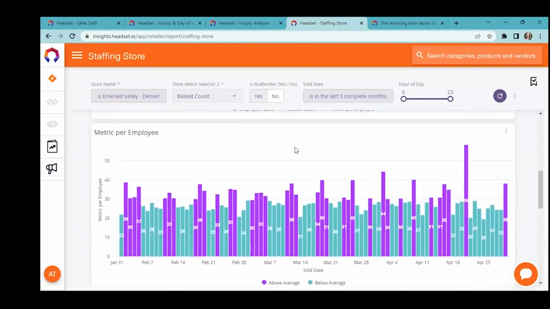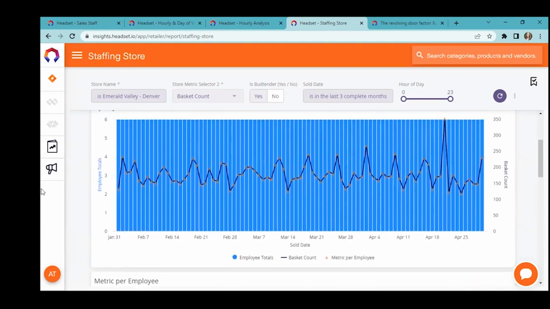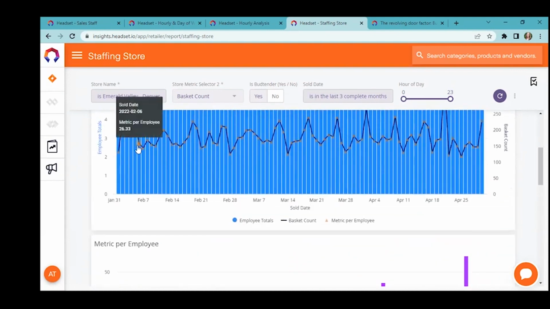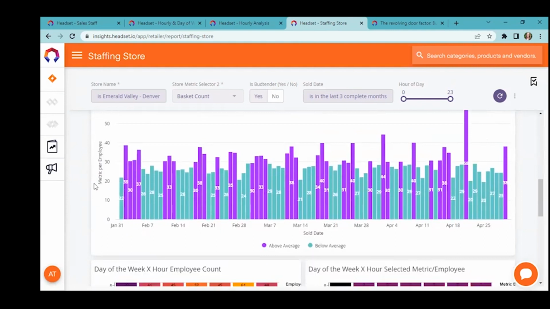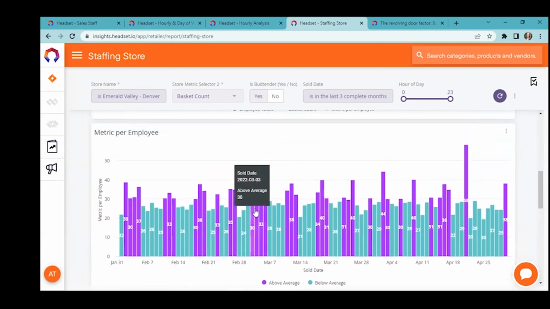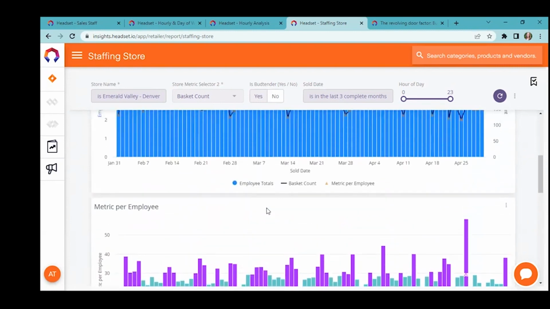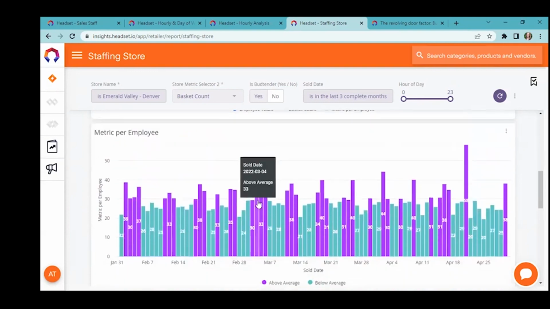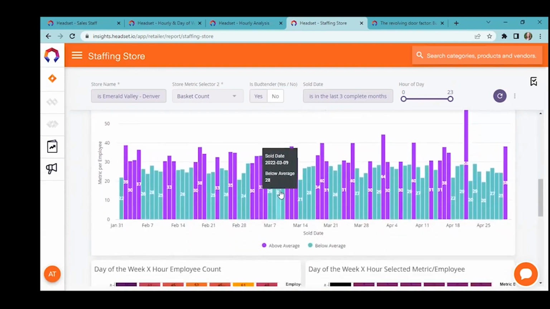Down below here, the metric per employee, this actually is the same information, just instead of having to guesstimate the average, we did it for you. And then we went ahead and showed you, are you above or below the average metric per employee? So the purple is going to represent the above average. That means the employees on this day were dealing with a couple more baskets than they usually would on average. The below average is going to be the opposite. So of course they're dealing with a couple fewer baskets on average.